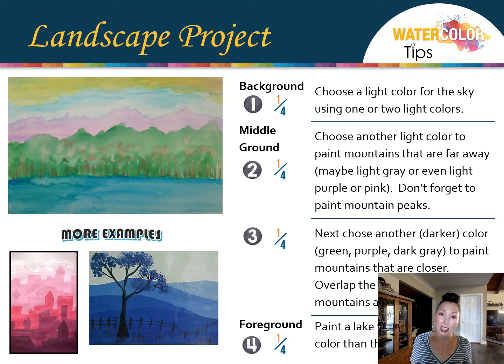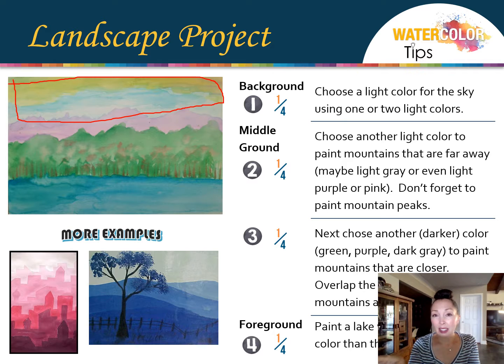They have to do a landscape, and they have to go from that background all the way down to the foreground, the light color to the dark color, just like landscape artists do. So we want to break it down for them. The first quarter of the page is the sky. They want to use the lightest of light colors, the most diluted paint that they have.